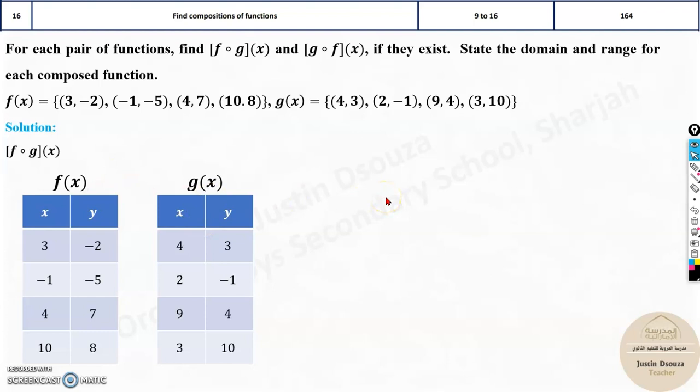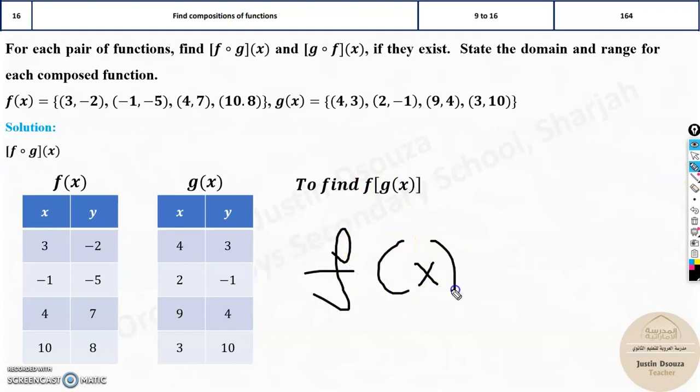Why do we do it in a table? It's much easier to understand. Once you understand thoroughly, you do not need to use this. So for now, we have to understand what this f of g of x means. It means the function g of x is composed inside f of x. Now, if I have, say, f of 3, then what is the y value? The answer is minus 2.